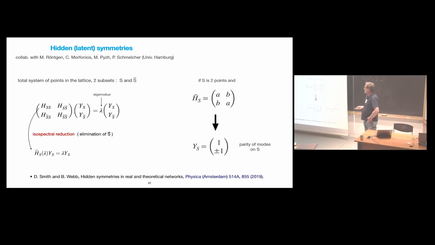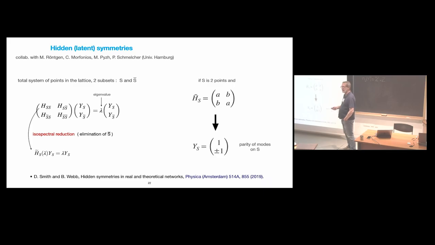Okay. So now something that is particular to lattice modeling is that we can have funny symmetries, like this one called latent symmetry. I prefer hidden symmetry. That's work with Malte Röntgen, Christopher Morcionos, Maxime Piz, and Peter Schmelcher from Hamburg. And the idea of this latent symmetry for lattice modeling is the following.